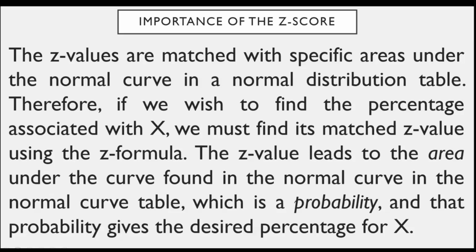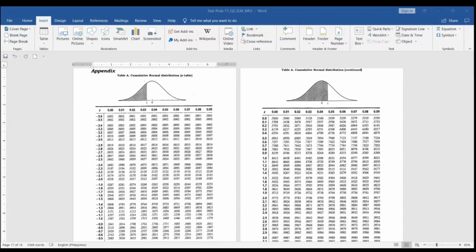Now the z values are matched with specific areas under the normal curve in a normal distribution table. Therefore, if we wish to find the percentage associated with x, we must first find its matched z value using the z formula. The z value leads to the area under the curve found in the normal curve table, which is a probability, and that probability gives the desired percentage for x.